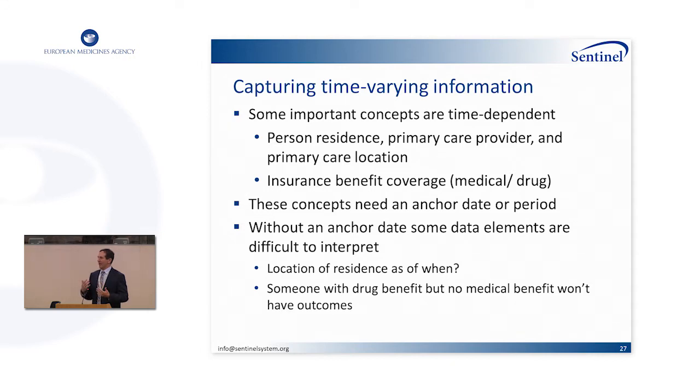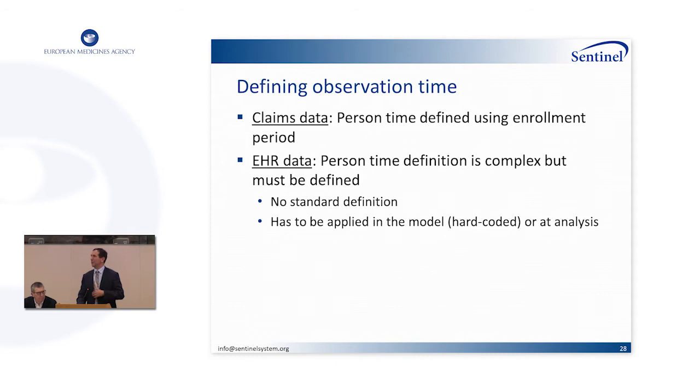So without this idea of an anchor date, insurance benefit design, medical versus drug, is one of these concepts. You'll see this last comment. If you don't understand how that design changed, if someone has, for example, drug coverage and no medical coverage, they'll never have an outcome. And if you don't understand that, you can run into trouble. So if the model can't handle it, you can run into trouble.